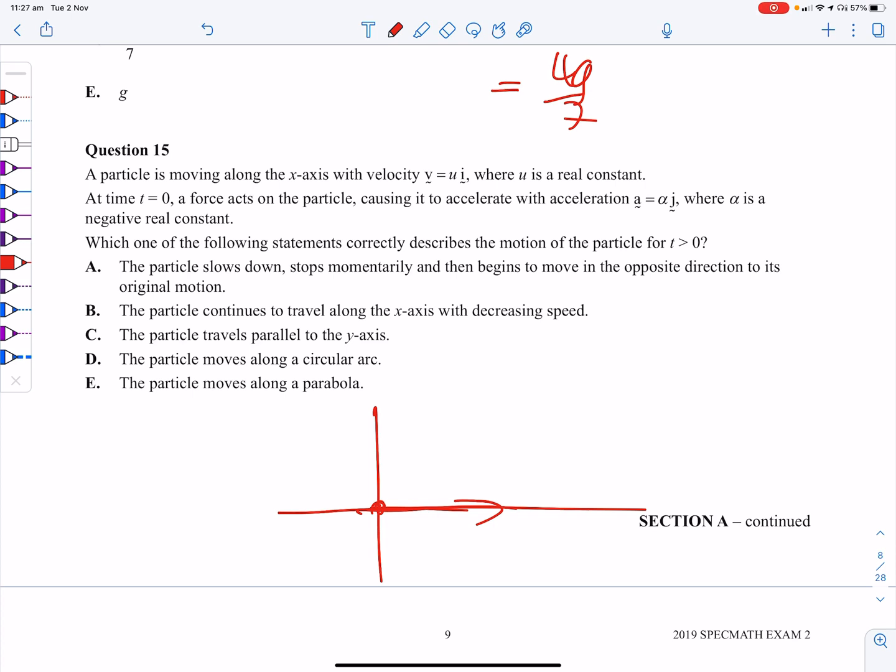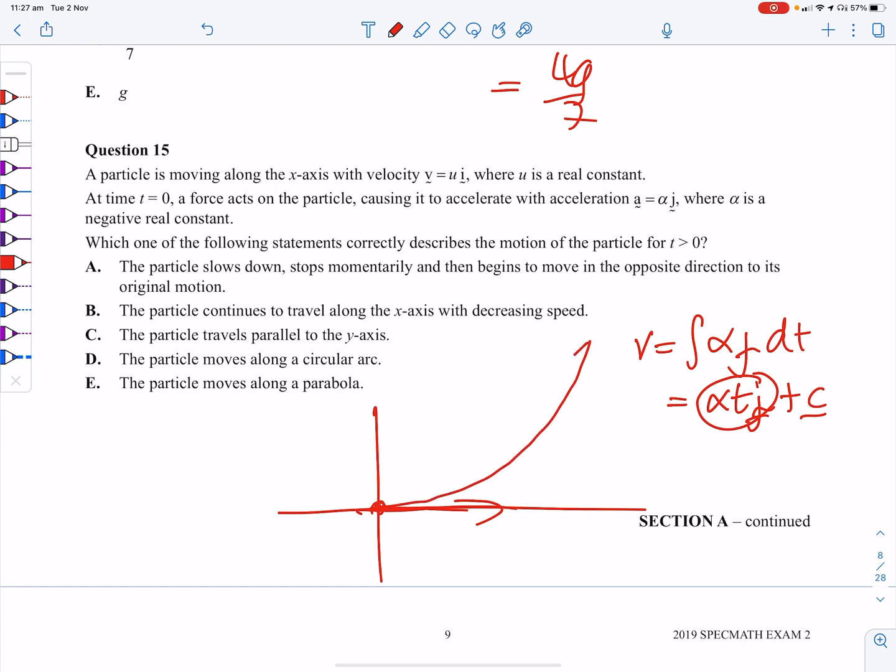So if we know that, and we antidifferentiate, we get v is the integral of alpha j dt, which would be alpha t j plus some constant. So all it's doing is dragging it upwards because we're adding that component onto it.